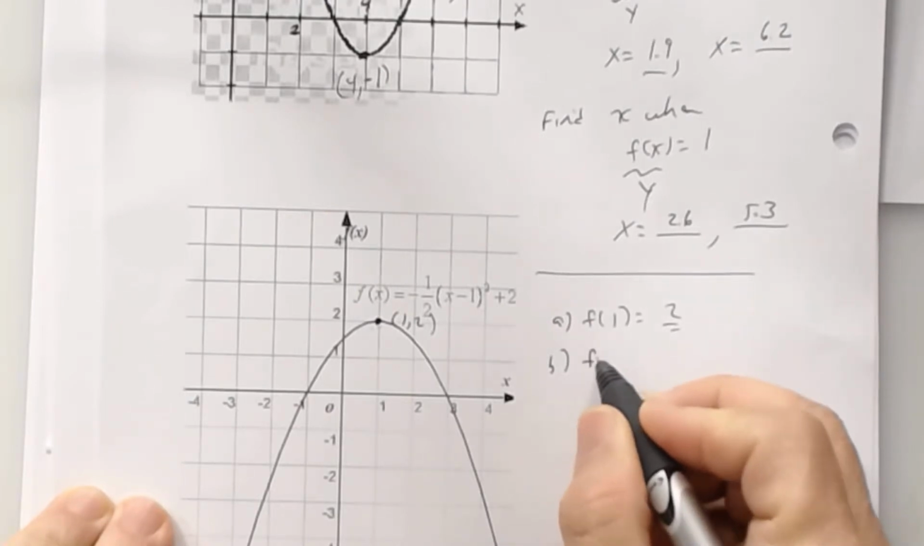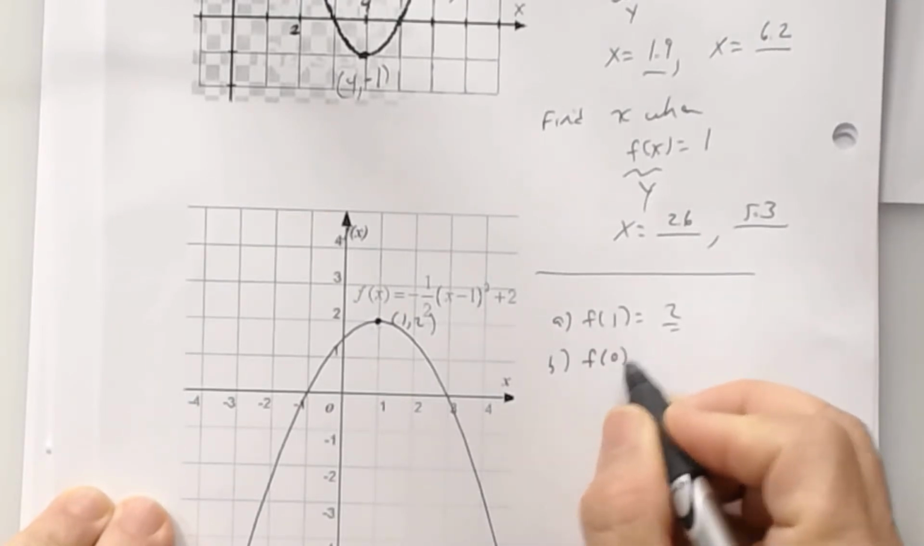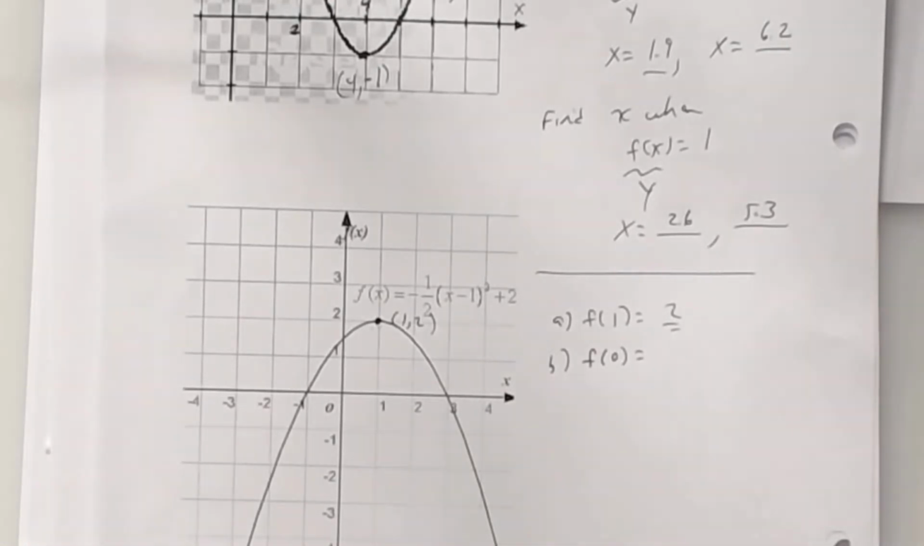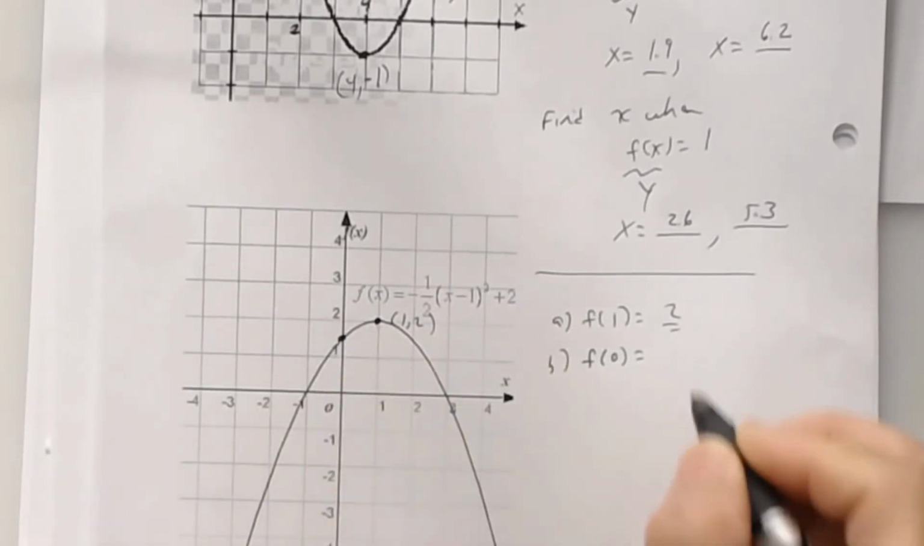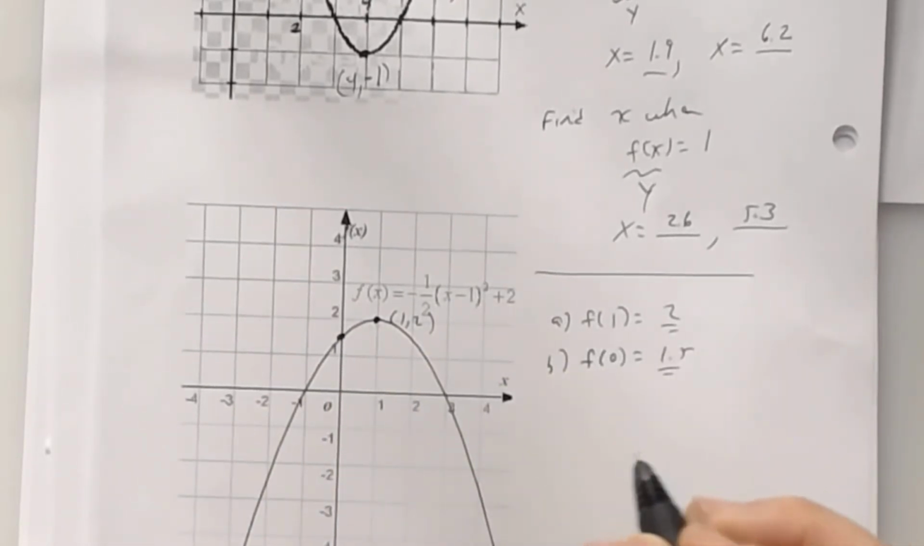What about f of 0? F of 0. About 1.5. So remember, x is 0 right here, right? So that point right here is about 1.5, my y value, estimating.